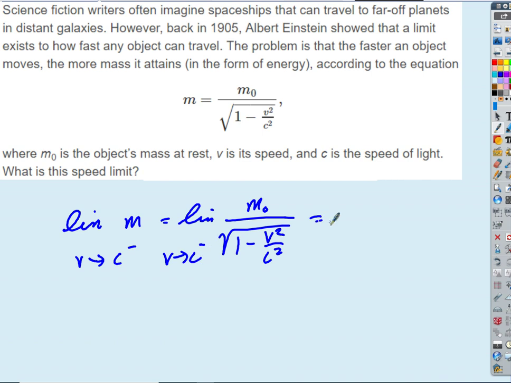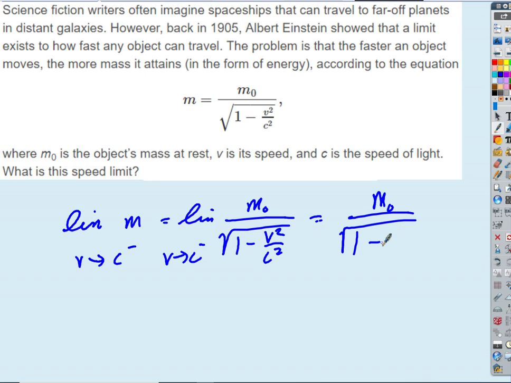what's that look like? If I take that limit, I end up getting something like m naught on the top, and on the bottom, I've got the square root of 1 minus what? What's that going to look like? If I take a number slightly less than c, and I divide it by c, what's that look like? Like 0.999999999, etc. divided by 1? A number just under 1, right? It's not 1, but it's pushing up to 1, isn't it?